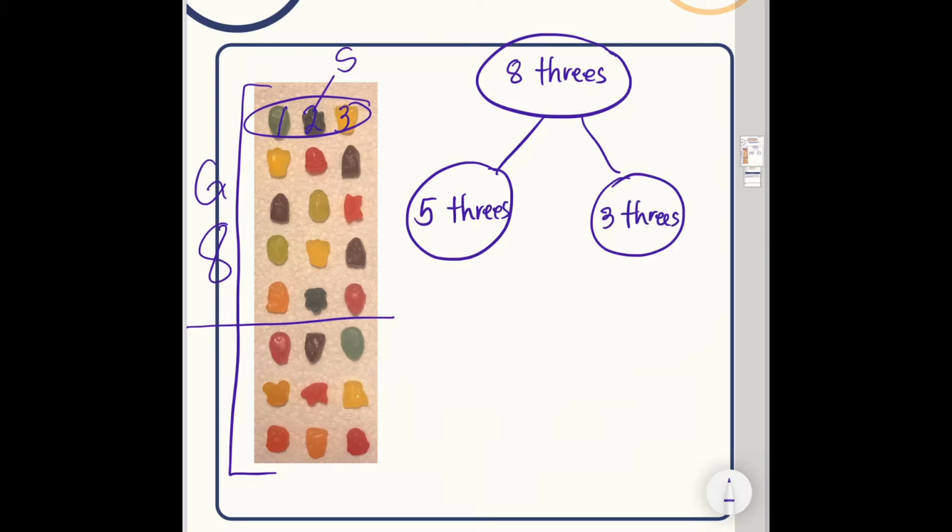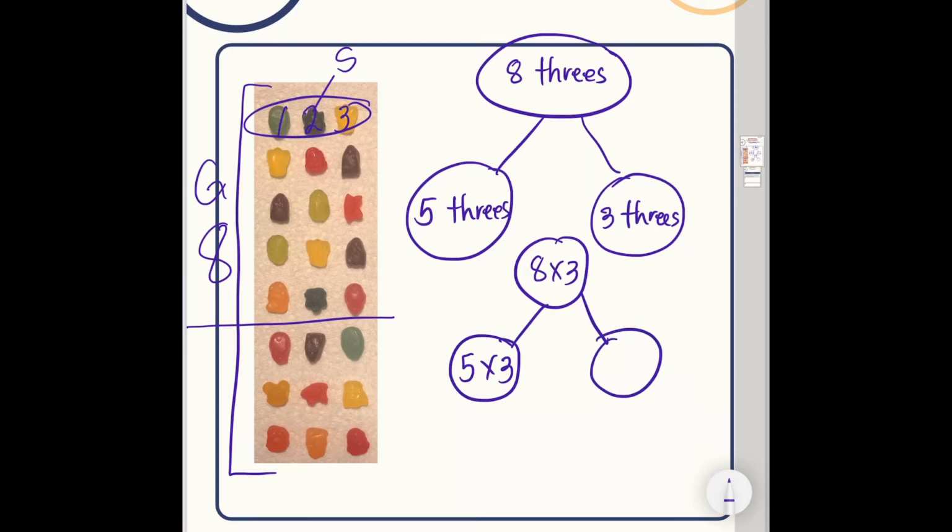Here we made a number bond, but we still did not find the total number of fruit snacks. So why don't we write the unit form into number sentences? 8 threes can be written as 8 times 3. 5 threes is the same as 5 times 3. And of course, 3 threes is the same as 3 times 3. Now let's try to solve 5 times 3. What is 5 times 3? 5 times 3 is 3, 6, 9, 12, 15.